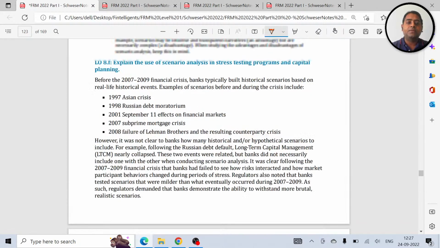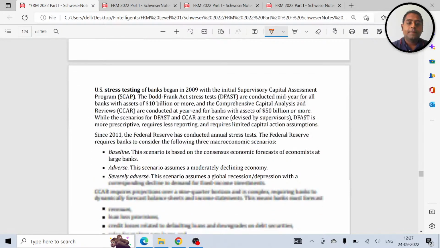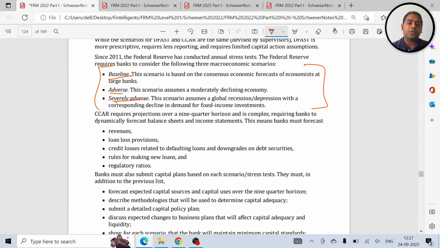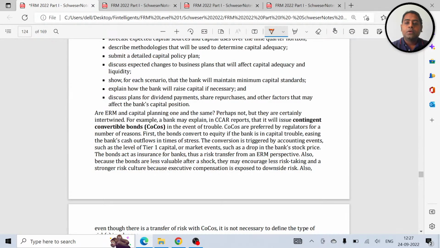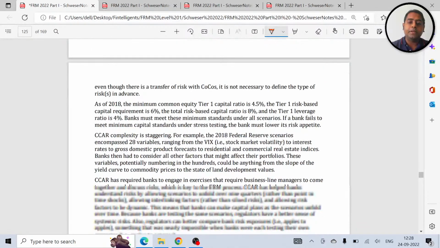From the next section, which is the next learning objective, 8.f, the baseline, adverse and severely adverse. Please make sure that you are good with that. You are reading this, okay? They can ask you some questions over here. CoCo bonds, what happens in a CoCo bond is important from a perspective. Why companies want to use it? Why regulators are also preferring CoCo bonds? That is important.